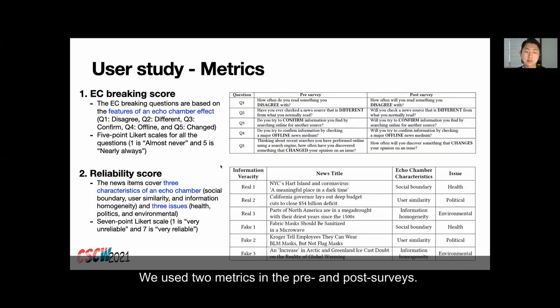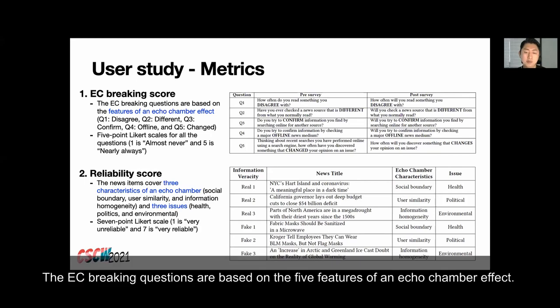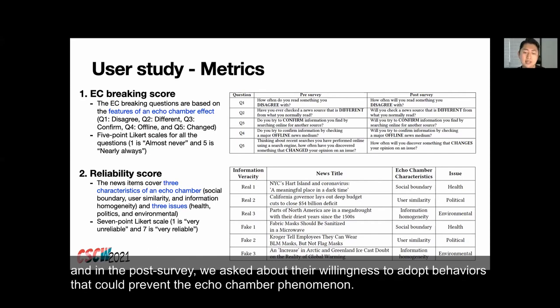We used two metrics in the pre and post surveys. First, we used an EC breaking score. The EC breaking questions are based on the 5 features of the echo chamber effect. In the pre-survey, we asked about the participant's current behaviors, and in the post-survey, we asked about their willingness to adopt the behaviors that could prevent the echo chamber phenomenon.